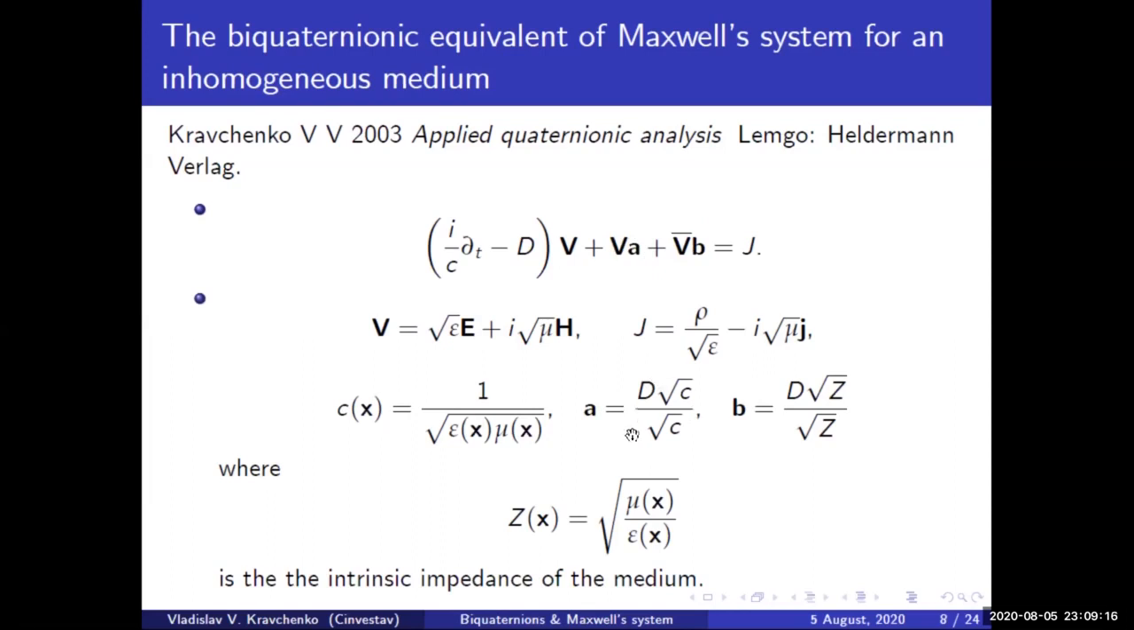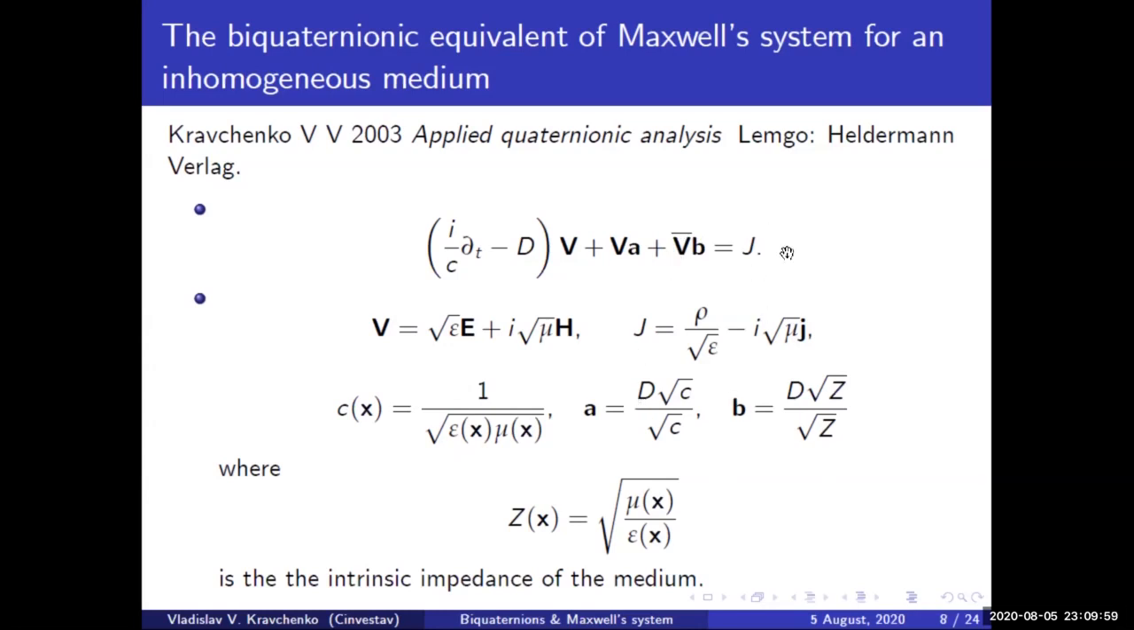So here it's important that the multiplication, of course, is on the right-hand side. In this case, A looks like this. So this is the Moisil-Teodorescu operator applied to the square root of the velocity of propagation of electromagnetic waves in the medium, the same c which appears here, divided by the same square root. B is more or less something similar, but where Z is the intrinsic impedance of the medium. So this is this guy.